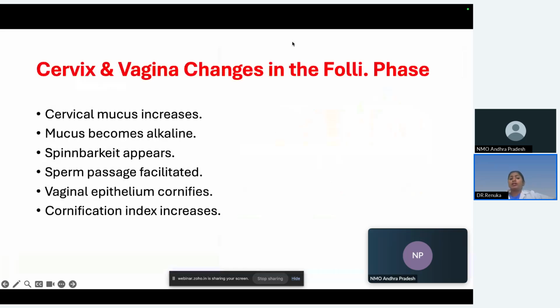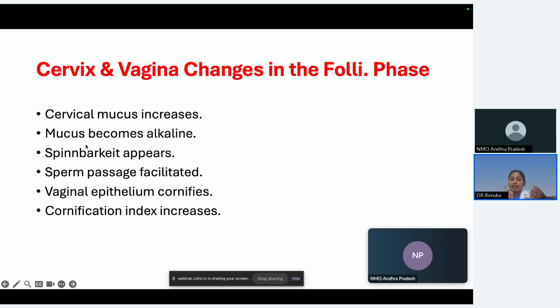What are the changes that occur in the cervix and the vagina? In the follicular phase, cervical mucus increases. Mucus becomes more alkaline. Spinnbarkeit appears. Sperm passage is facilitated in the follicular phase. Sperms can easily pass through the fluid. The vaginal epithelium cornifies, I'll show you the picture. And then the cornification index increases. These are all the changes occurring in the cervix and vagina.